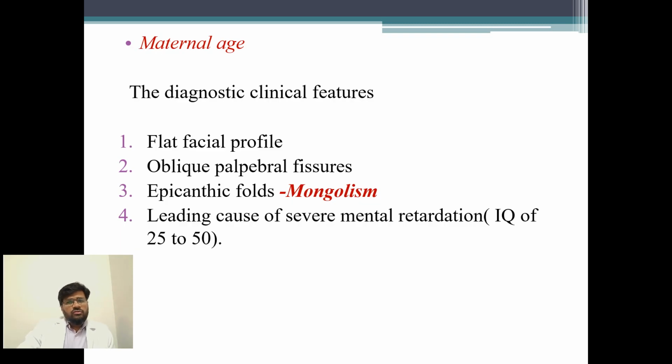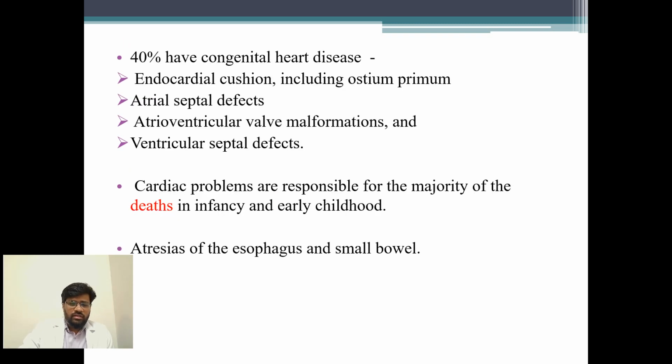So what are the diagnostic clinical features? What we have here is a flat facial profile, oblique palpebral fissures, and epicanthal folds. It is a condition called Mongolism because it resembles the people of Mongolia, and it causes severe mental retardation, where the IQ is from 25 to 50, decreasing as much.